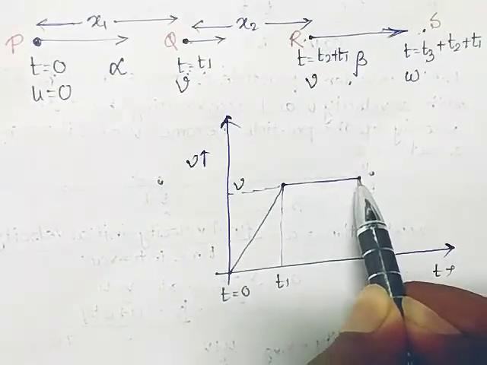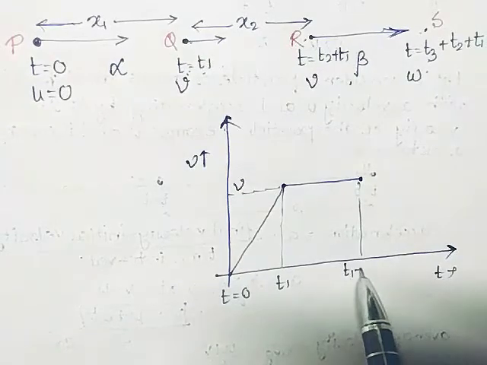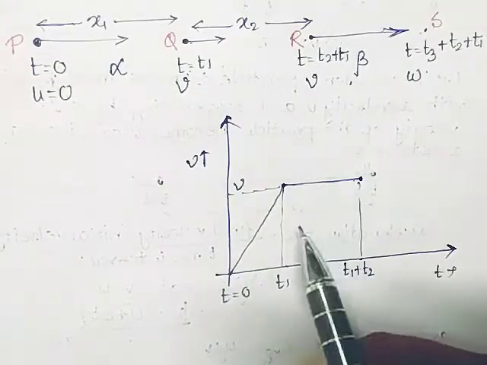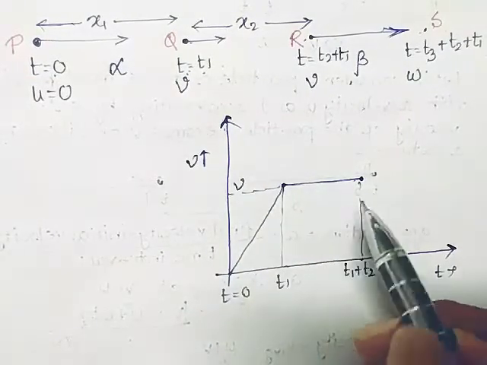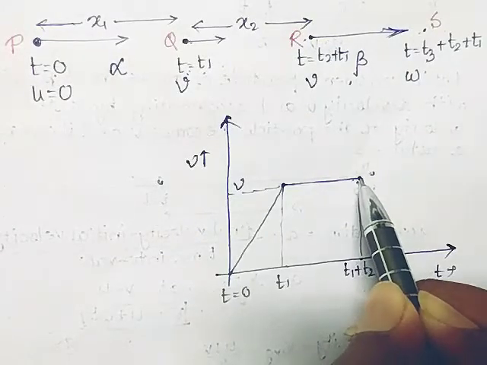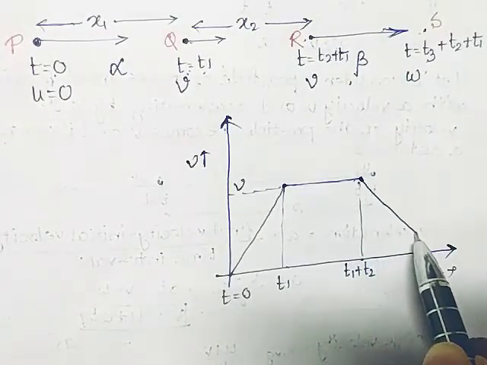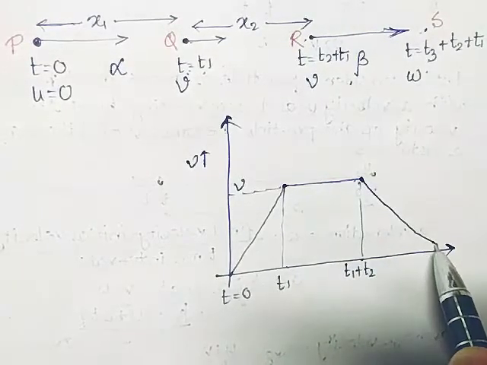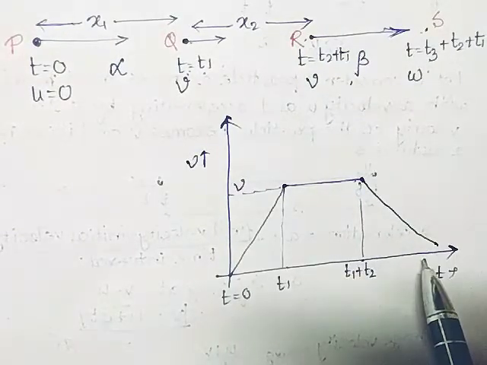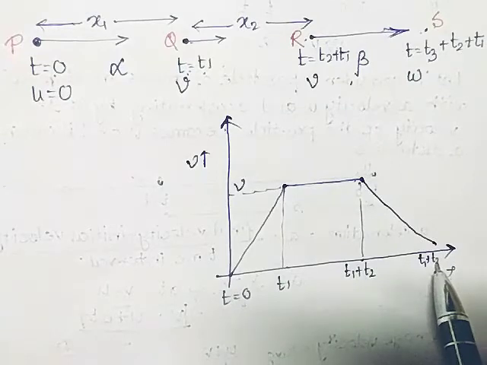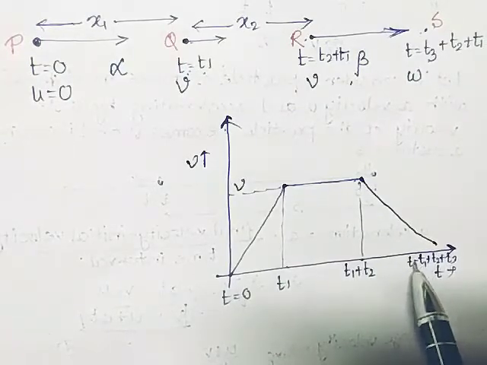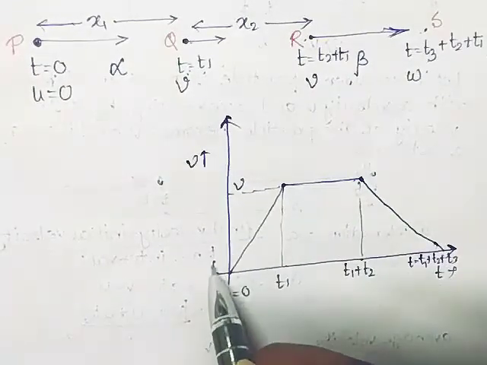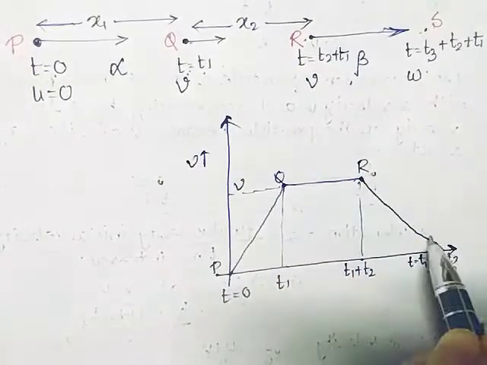So when it reaches here, that is t1 plus t2, it runs for the time t2 with constant velocity, the slope is 0, so uniform velocity. After that, again a negative acceleration is acting on it. When it reaches here, it is t1 plus t2 plus t3. So it is P, it is Q, it is R, it is S.